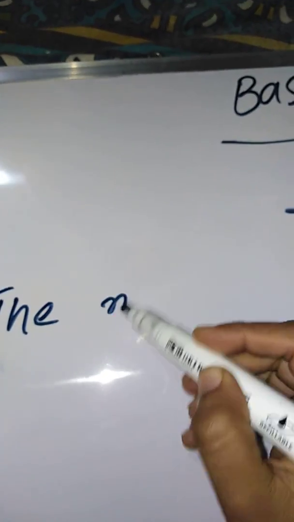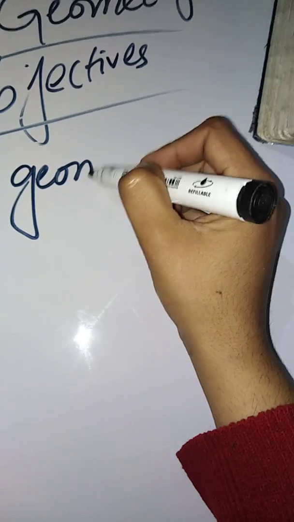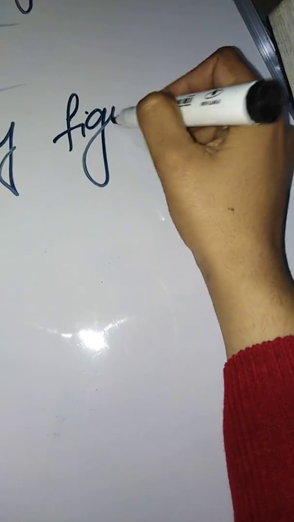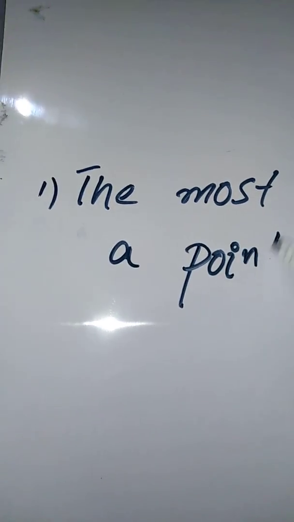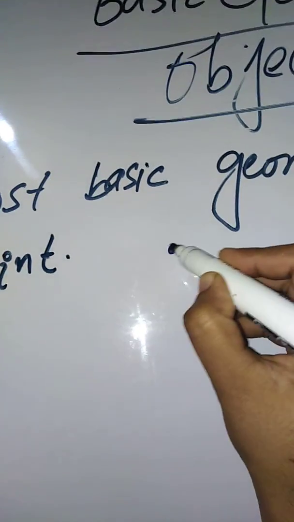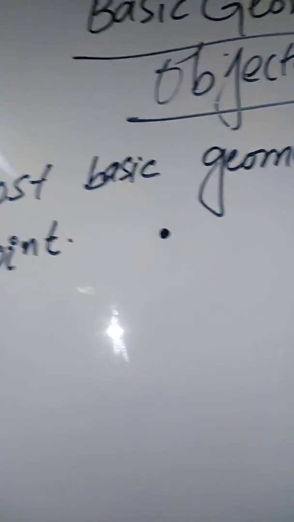The first thing that you have to remember is the most basic geometry figure is a point. So you have to remember this is the point and this is the basic and most important geometric figure.